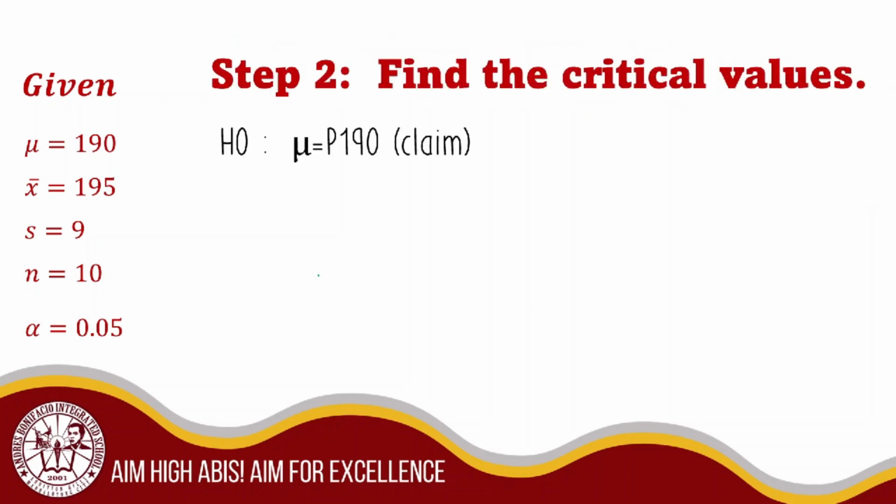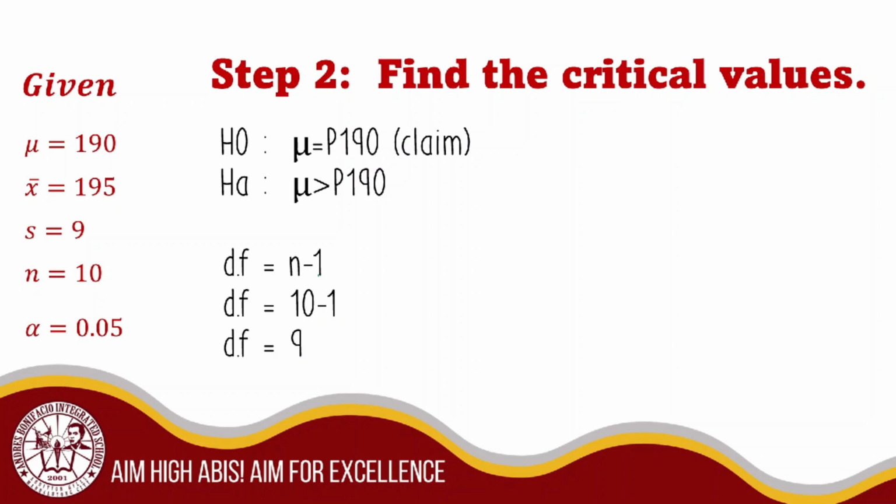the critical value. So, class, please take note of our alternate hypothesis. Our alternate hypothesis is mu is greater than, or the population mean is greater than 190. Therefore, this is a right-tailed test. Okay? So, let's take a look at our t-table. We have first the significance level, which is 0.05, and of course, the degrees of freedom. Since we have the sample size 10, using the formula n minus 1, the degrees of freedom is 9.